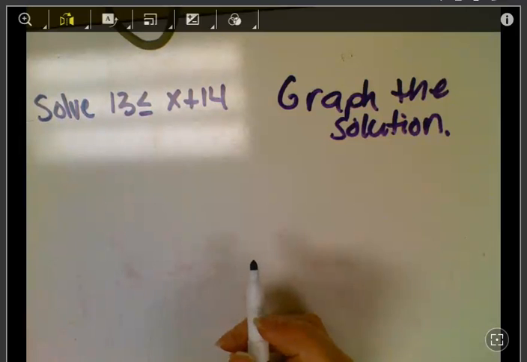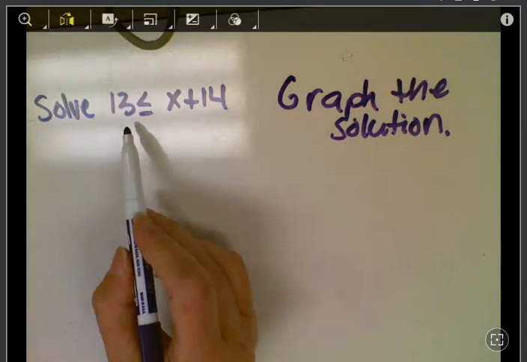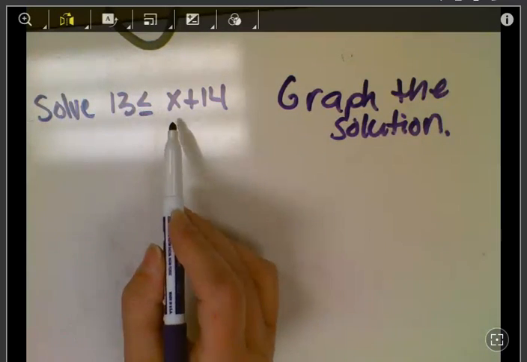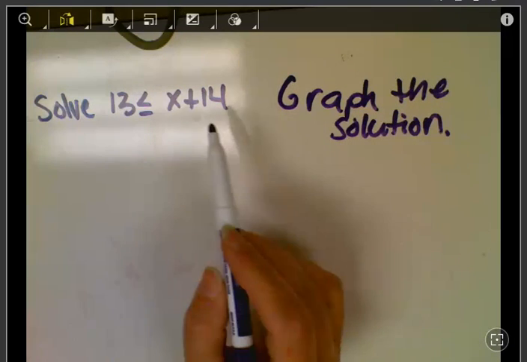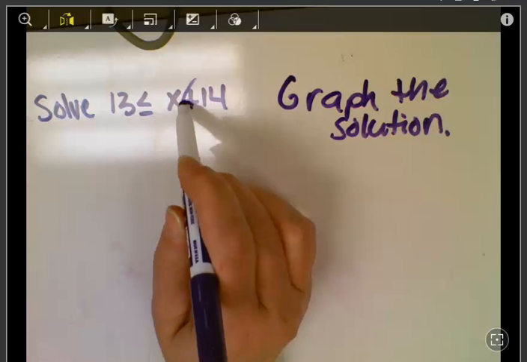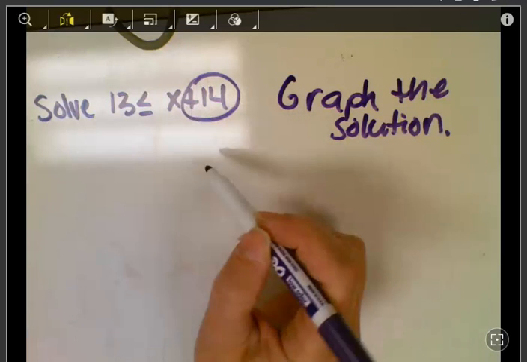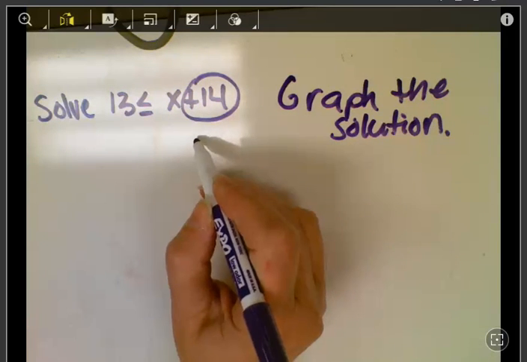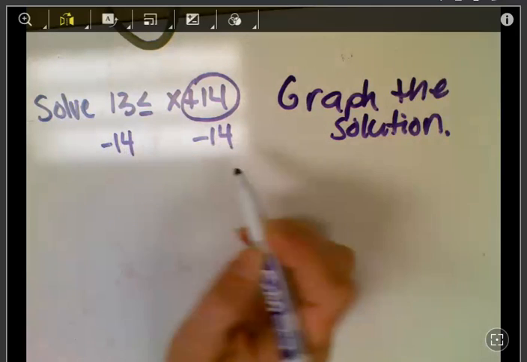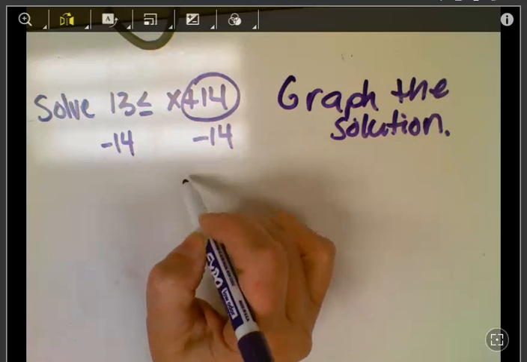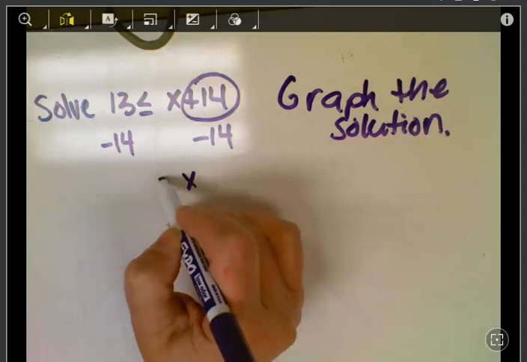Okay, in example 2, we're going to solve 13 is less than or equal to x plus 14, and then we're going to graph that solution. So again, I want to get x by itself, so I really want to get rid of adding 14. To get rid of adding 14, I subtract 14 on both sides of the equation, leaving x by itself because that makes a zero pair.